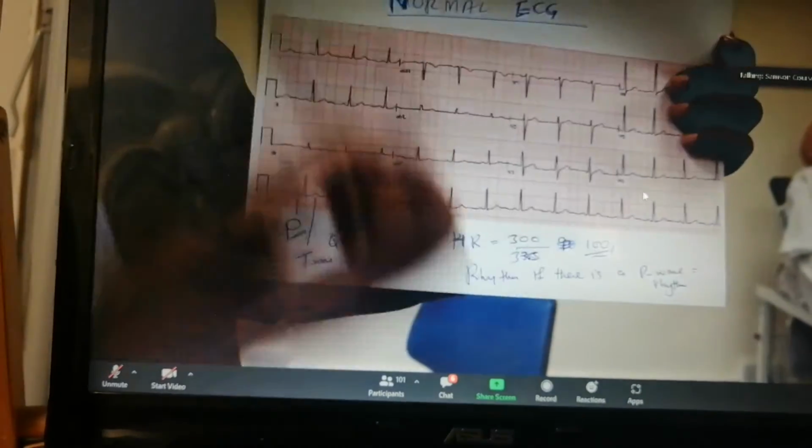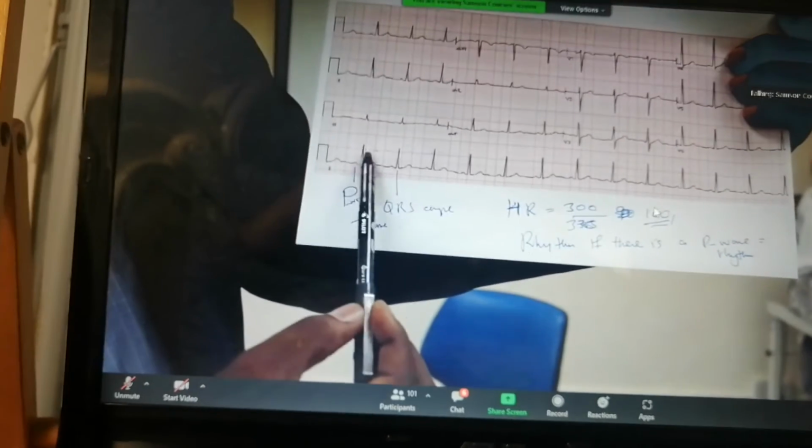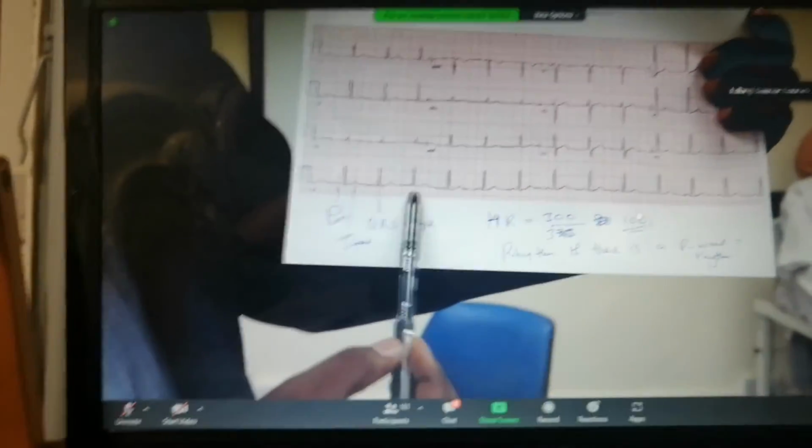The other one is obviously the heart rate. You look at the distance between R wave to R wave. Ask if you can use one of the ECGs. You take a normal ECG and show her how to calculate the heart rate. So if you look at this ECG, these are the R waves, and there are some P waves in there.